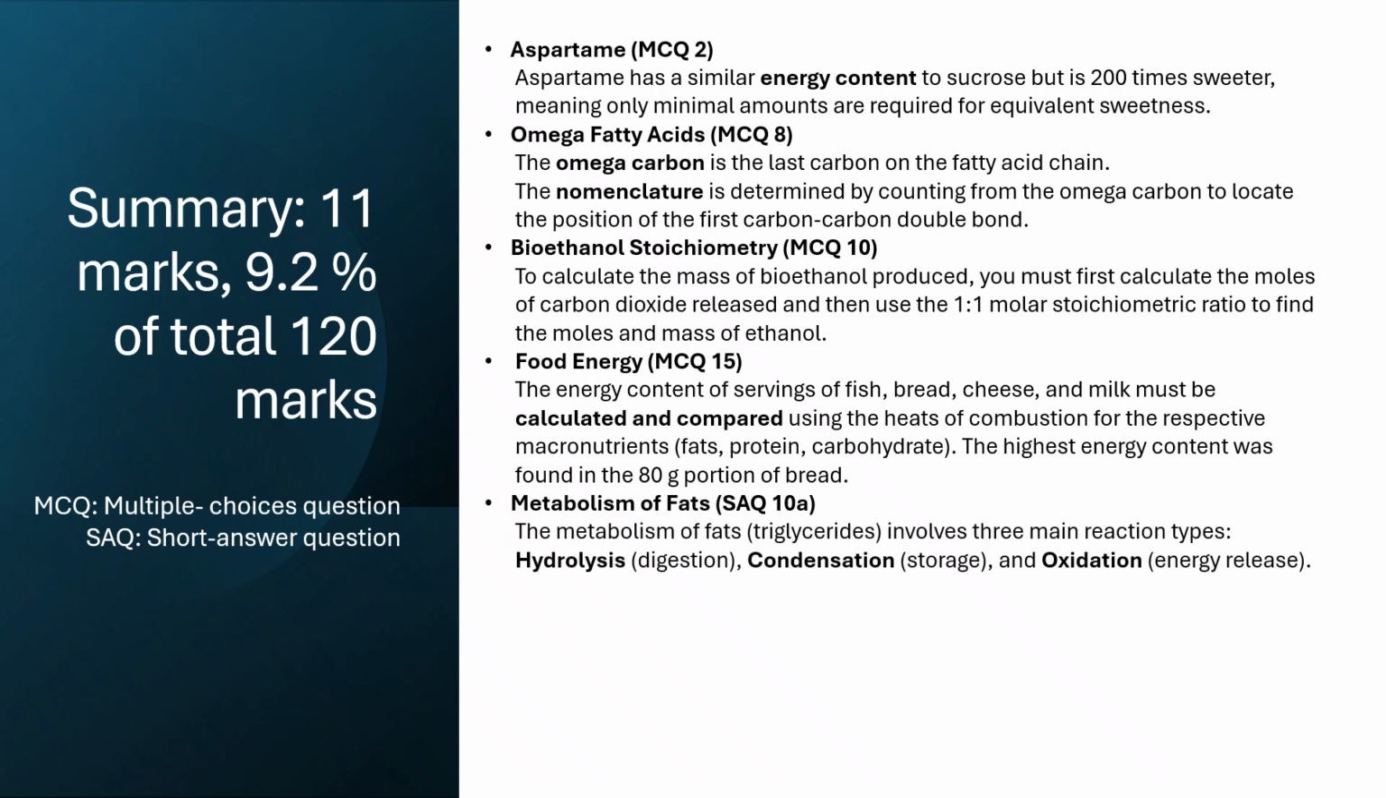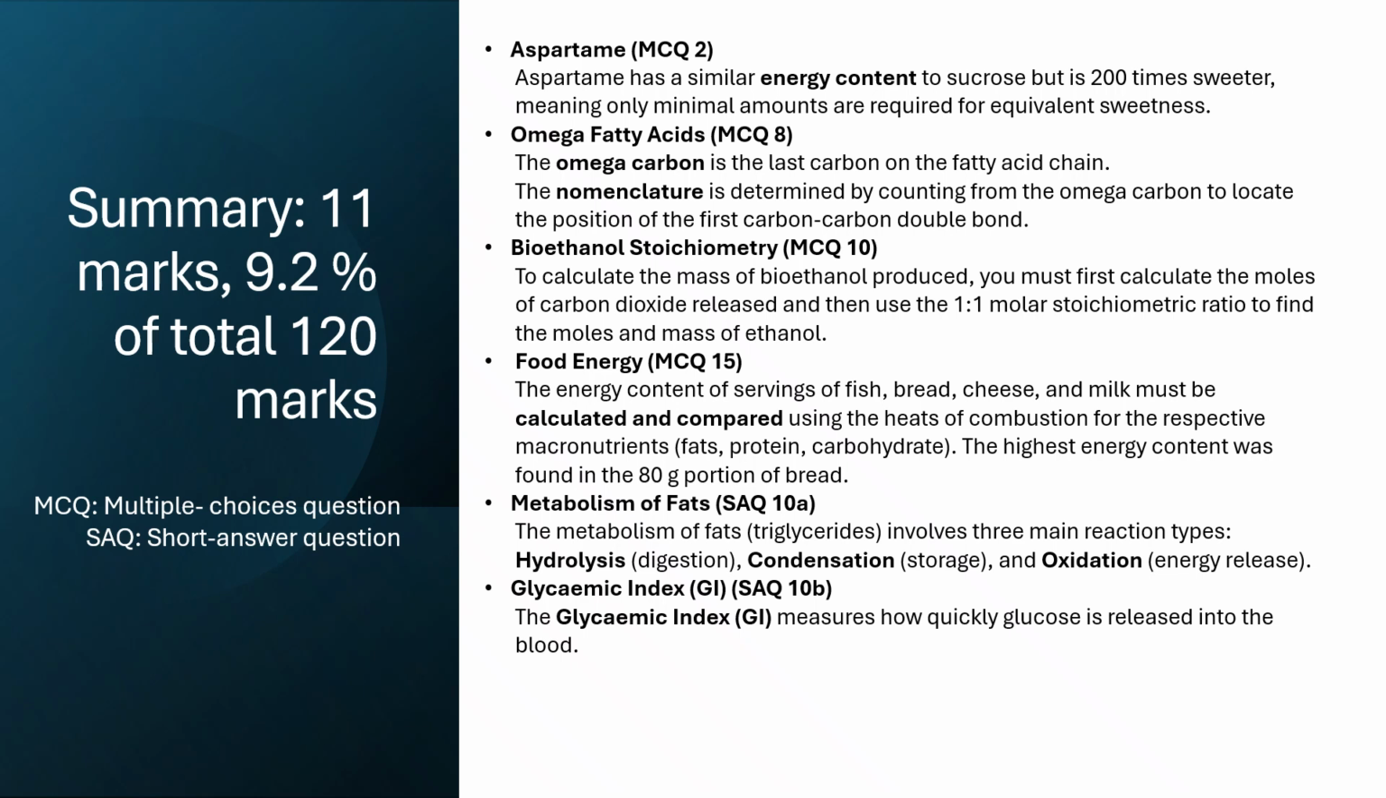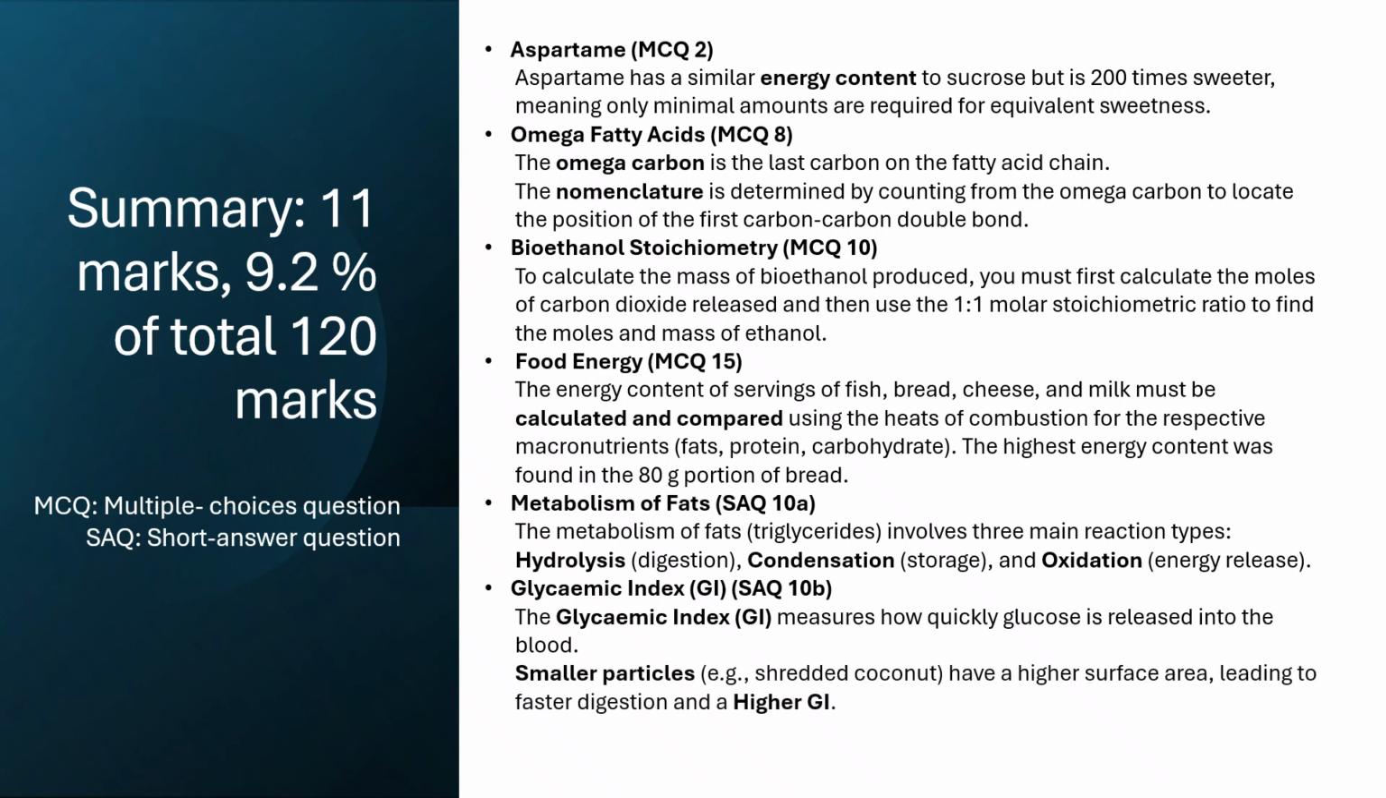Metabolism of fats. The metabolism of fats, triglycerides, involves three main reaction types: hydrolysis, digestion, condensation, storage, and oxidation, energy release. Glycemic index, GI. The glycemic index, GI, measures how quickly glucose is released into the blood. Smaller particles, such as shredded coconut, have a higher surface area, leading to faster digestion and a higher GI. Larger pieces have a lower GI because the reduced surface area slows down enzyme access and digestion.